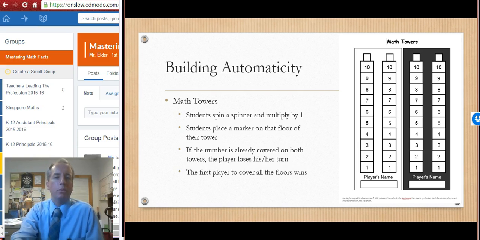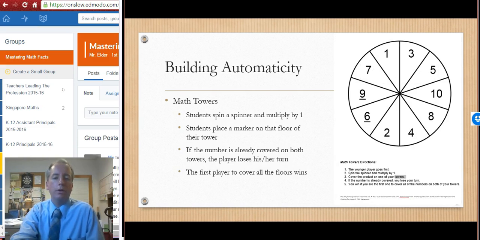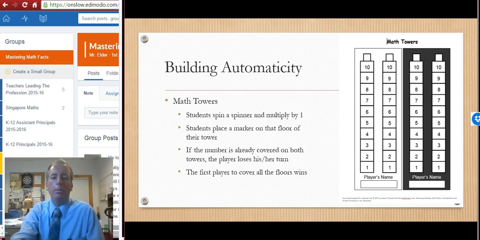Math Towers is one of the activities shared in the text, and this one's, again, relatively simple, but a good chance to just keep practicing the multiplication by 1 facts in a way that's a little bit more engaging than just doing flashcards or doing things back and forth between pairs. So kids are going to spin a spinner, looks like this, right?